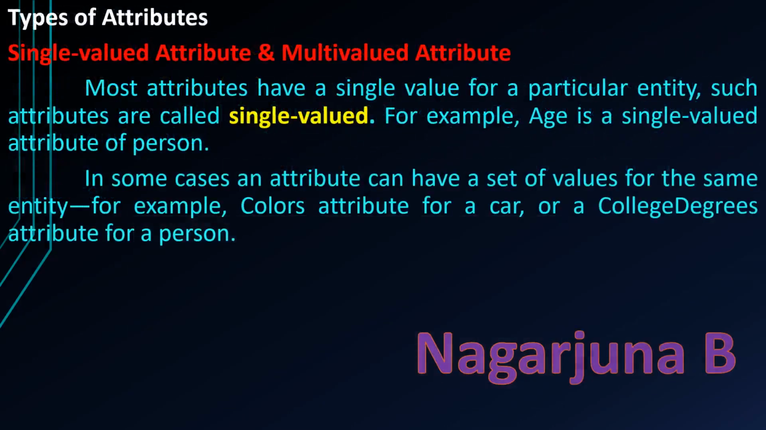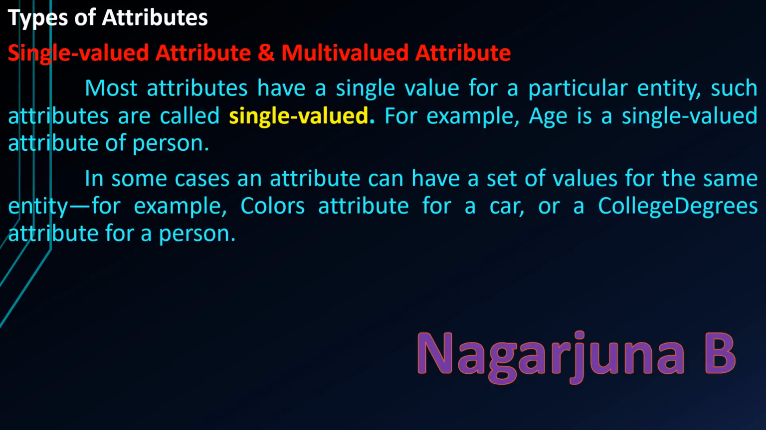Single valued and multi-valued attributes. An attribute which can have a single value for a particular entity, those are called single valued attributes. Most of the attributes will have a single value for a particular entity, and those kinds of attributes are called single valued. Means an attribute which will have only one value is called a single valued attribute.